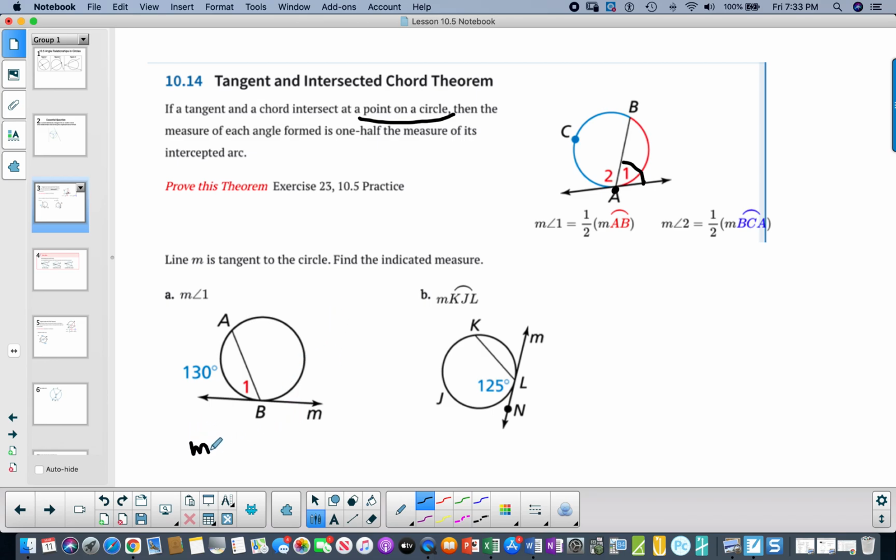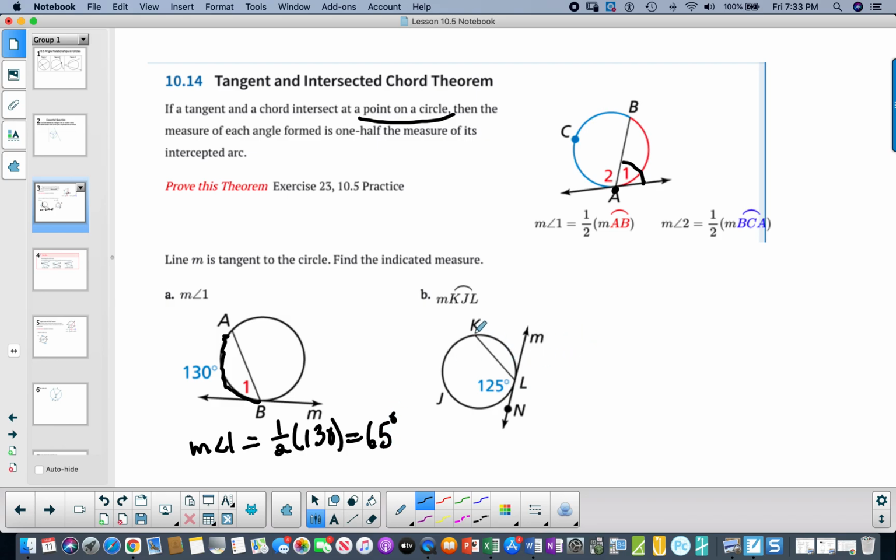So the measure of angle 1 will be equal to 1/2, and the arc that is inside the angle is this arc right here, and that is 130. So 1/2 of 130 will be 65 degrees.